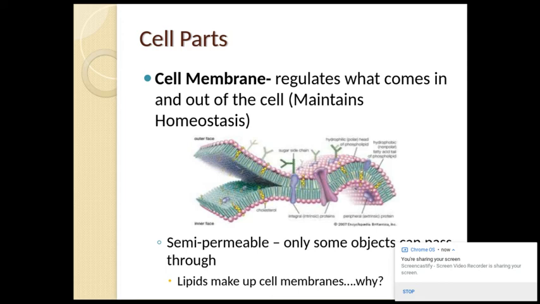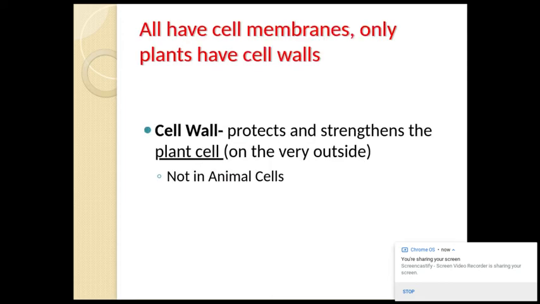The cell membrane is also known as being semi-permeable, all right? And what that means is that some objects can come in and some objects can't. So semi-permeable means that some can come in and some cannot. All right? So all cells have cell membranes, but only plants have cell walls.